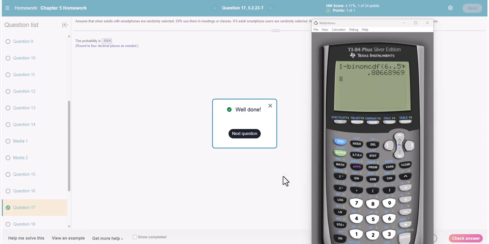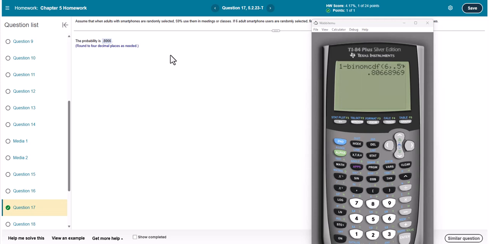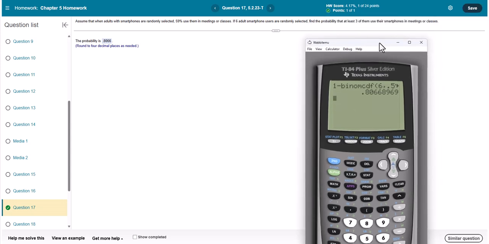So this is another way of doing the problem you see here in the Chapter 5 homework: problems dealing with the binomial cumulative density function, using the calculator when you're asked the probability of at least a certain number of, in this case, smartphone users who use their smartphones in meetings or classes.